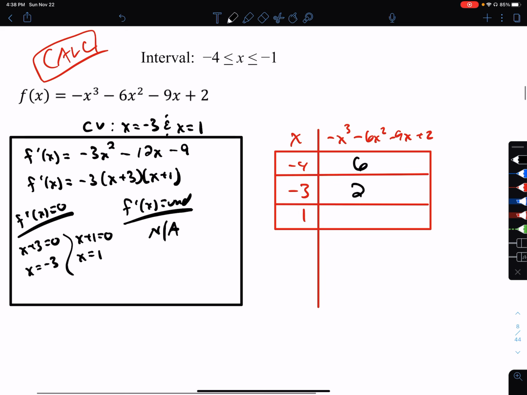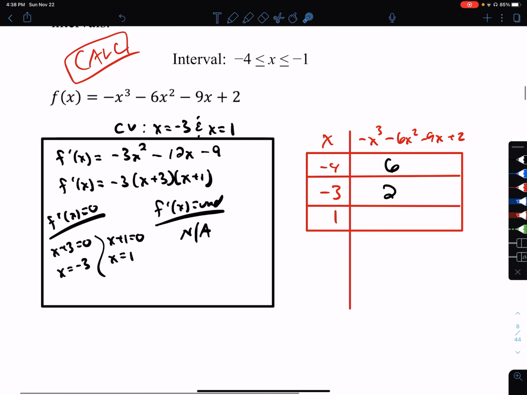I made a mistake here. I'm so sorry. First of all, 1 is not in the domain. This was supposed to be a negative 1. x plus 1 here, set equal to 0, I'm going to get x is negative 1, not positive 1. So my apologies. If I put a negative 1 in, then I'm going to get positive 6.